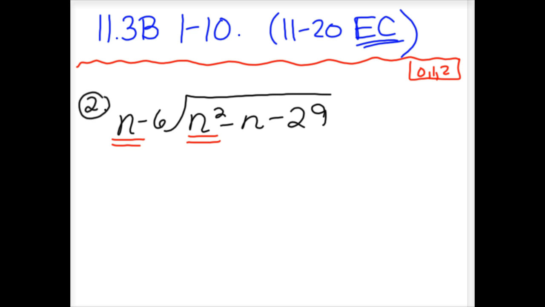What do I do with those? I just divide them. I ignore everything else and I do n squared divided by n. And what I get is an n, and I write it up here. That's how I start. Now what do I do next? I multiply that n back into both terms. So I'm really doing n times n minus 6, technically, which will give me an n squared when I do n times n, and a minus 6n.